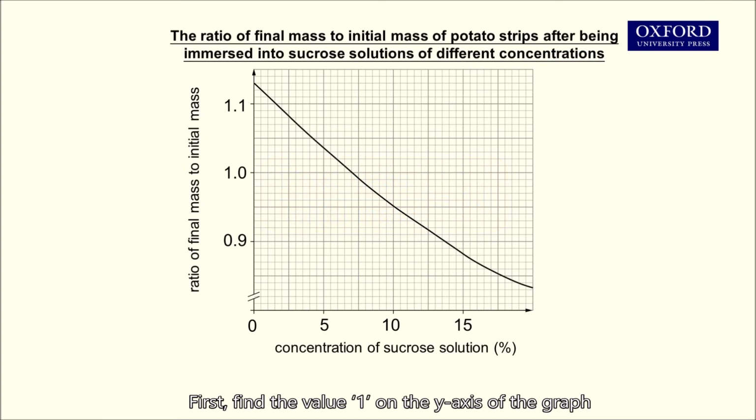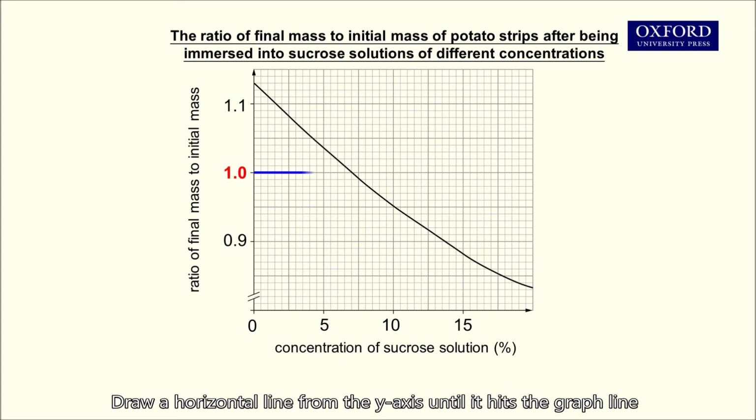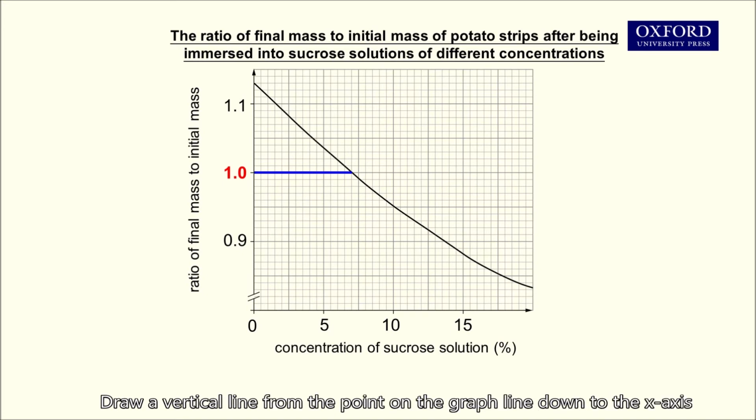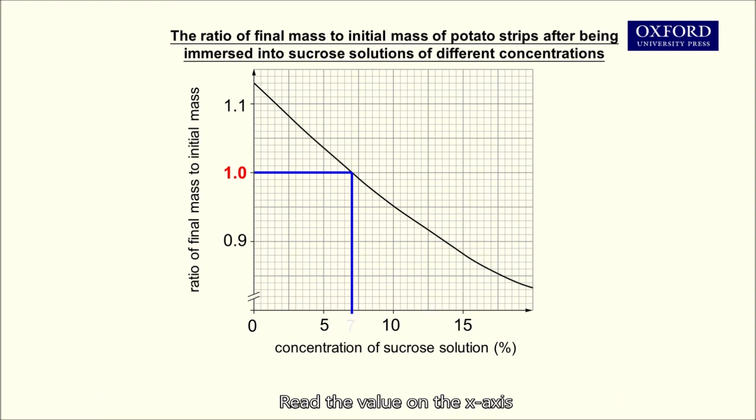First, find the value 1 on the y-axis of the graph. Draw a horizontal line from the y-axis until it hits the graph line. Draw a vertical line from the point on the graph line down to the x-axis. Read the value on the x-axis. We can see that the water potential of the potato tissue equals that of 7% sucrose solution.